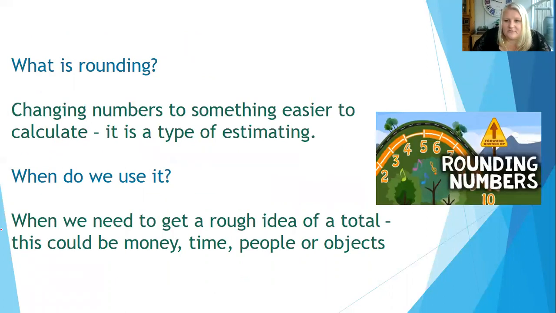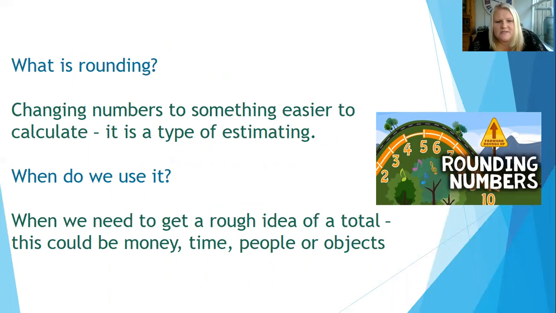So, what is rounding? Okay, let's move my picture out of the way. Rounding is when you change a number to something easier to calculate. So it's a type of estimating. So you change the number so that you can get a rough idea of the total of something.